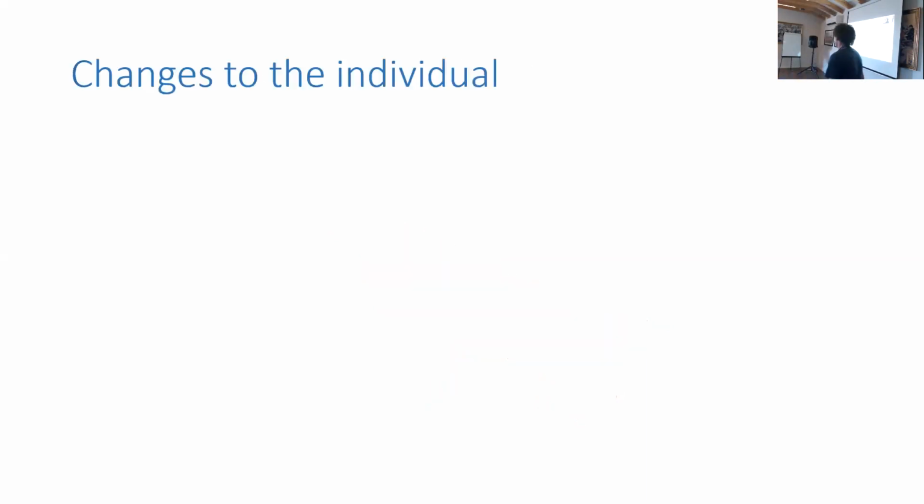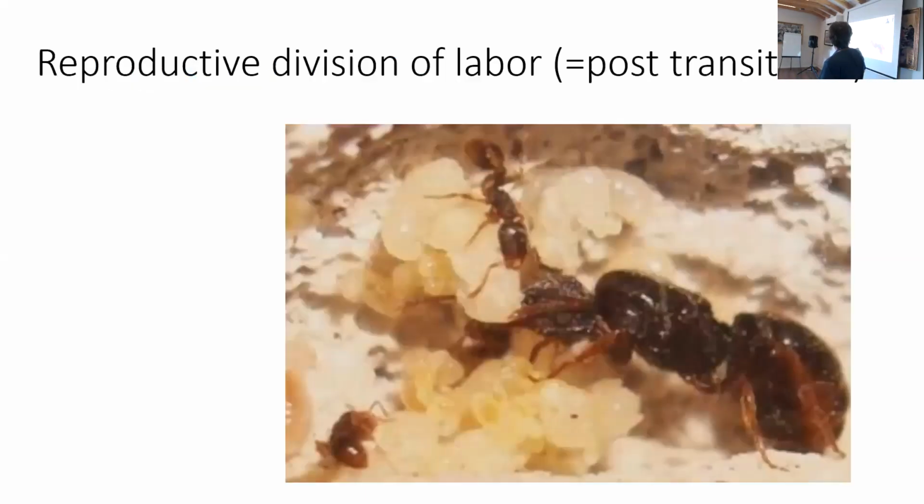Okay, so let's look at what changes have been made and what's special in ants. I'm just going to give a few examples. Nothing here is conclusive. So one, of course, is this reproductive division of labor. This is why I call it a post-transition society. So you see the queens and the sterile workers, and here are the eggs.